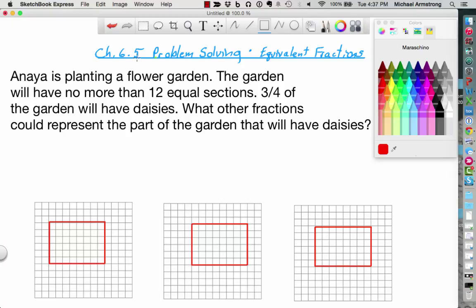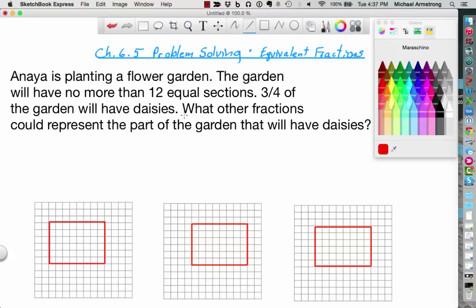Alright, this is chapter 6.5, problem solving. And we're looking at equivalent fractions. Whenever we solve problems, we have to find out what we need to find out. So what is the question is kind of what we're talking about. We're going to start by underlining the question.